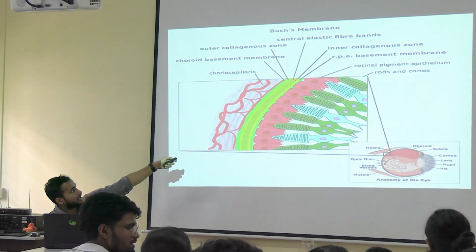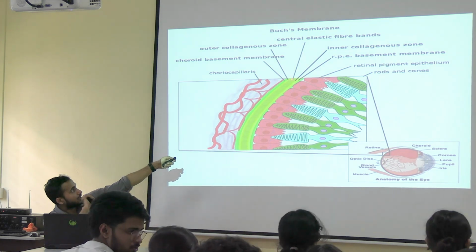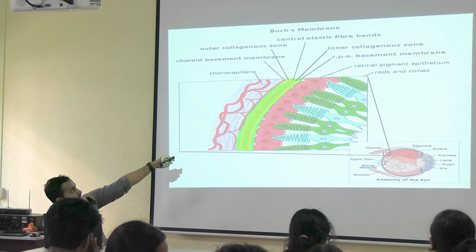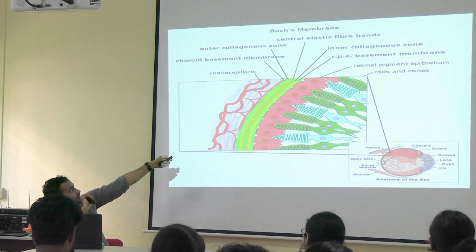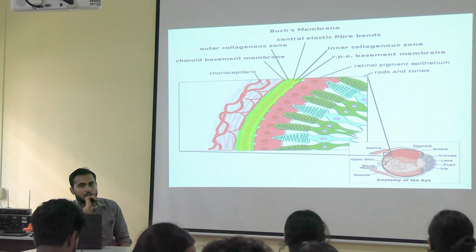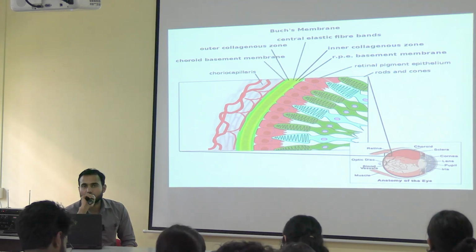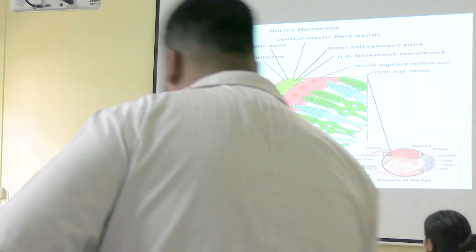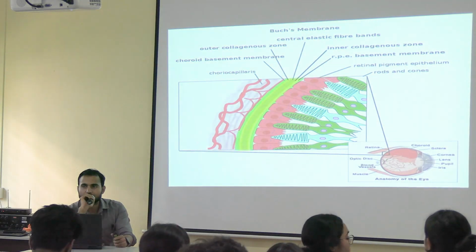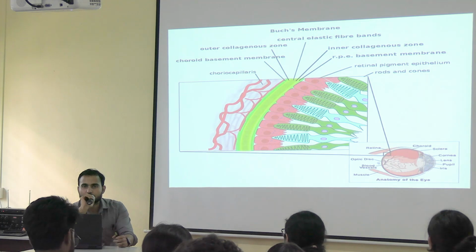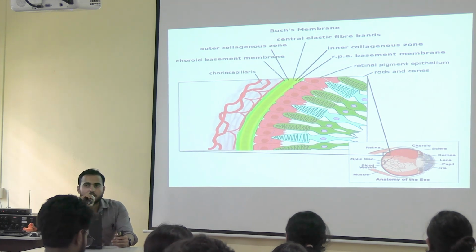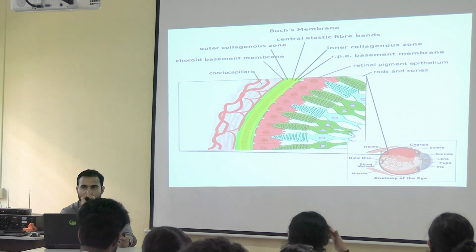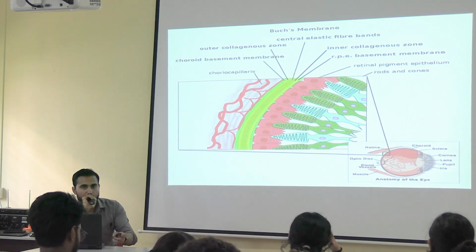Then here you can see the inner collagenous zone, then central elastic layer, outer collagenous zone, and here you can see the basement membrane for the choriocapillaris. Okay, so these are the layers of Bruch's membrane. Now this diagram you don't have to draw. It's not that important also. Just to make you understand how the nutrition is diffusing and how it is reaching the outer aspect of the retina, I have shown you this diagram.